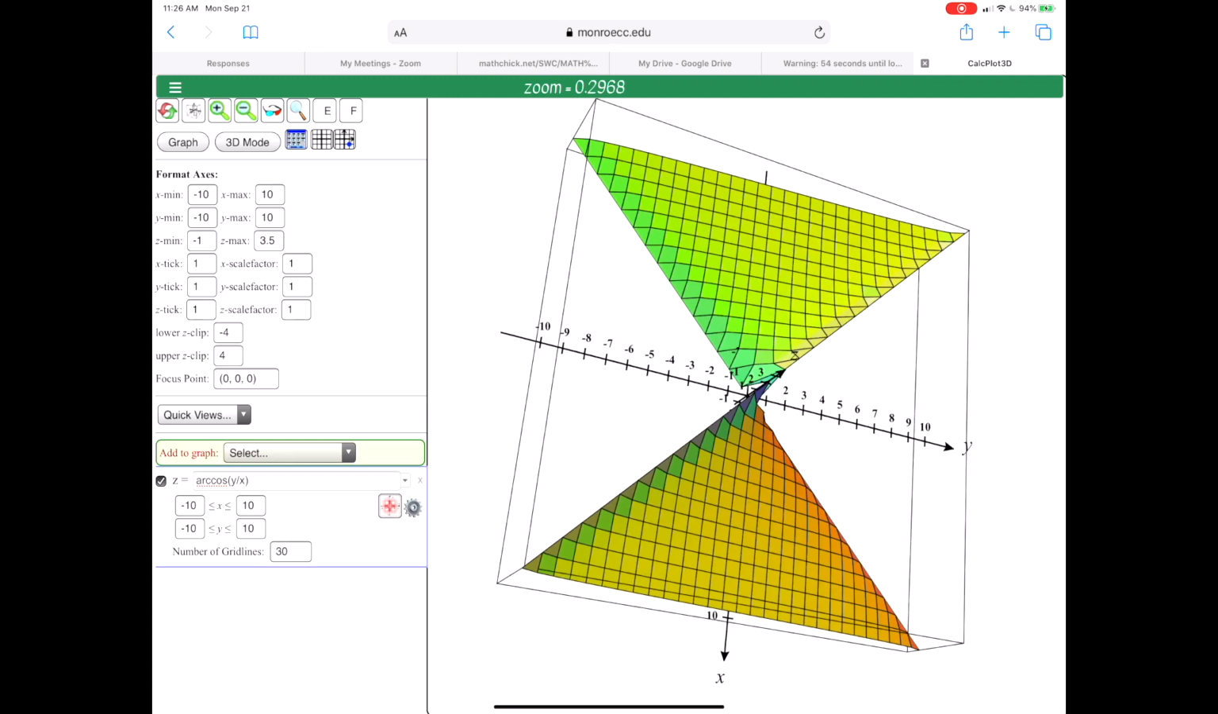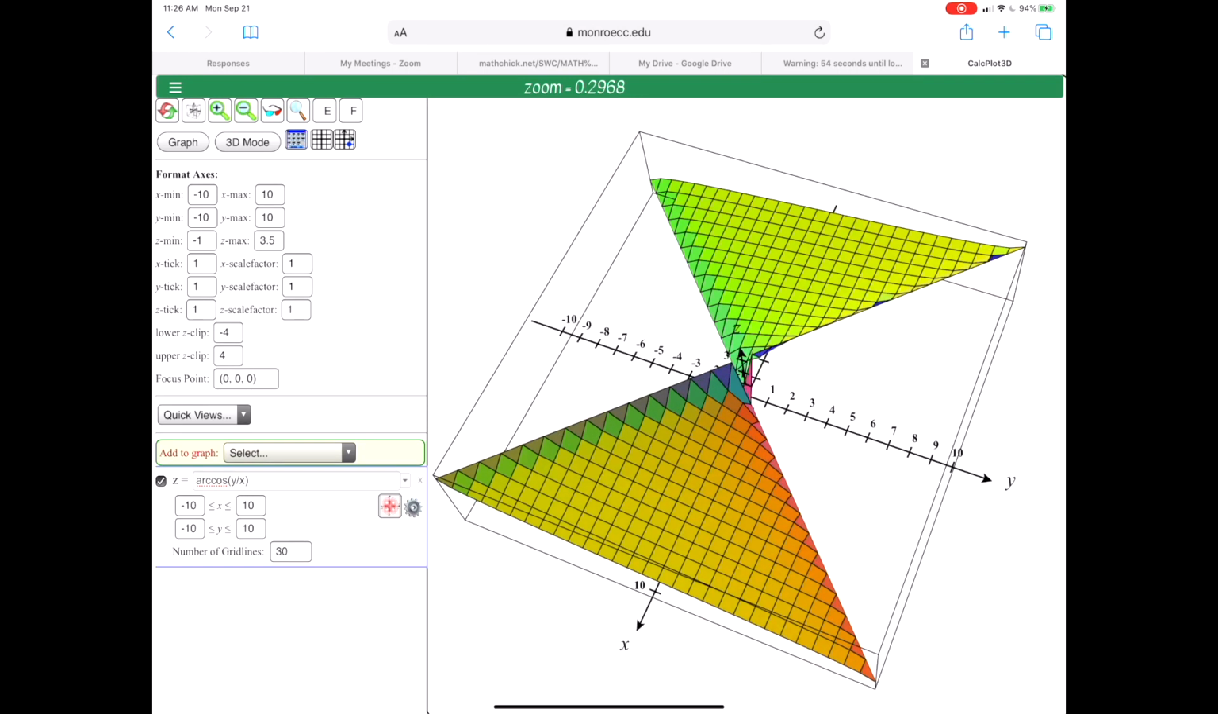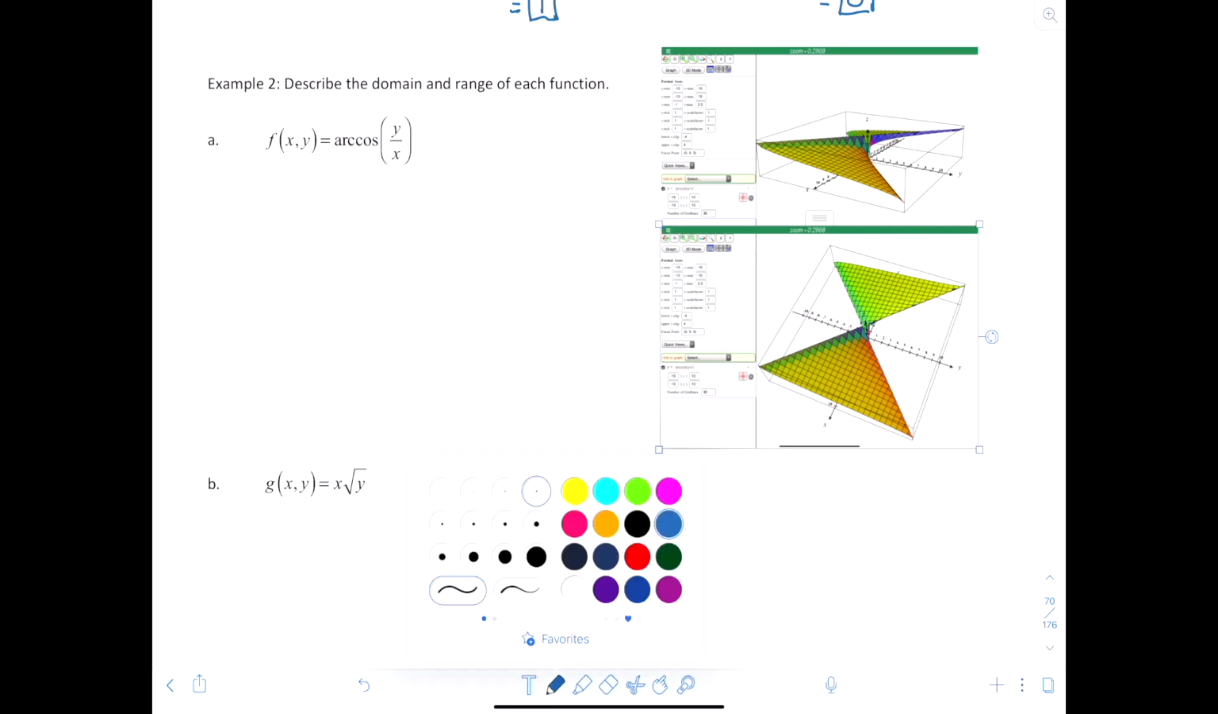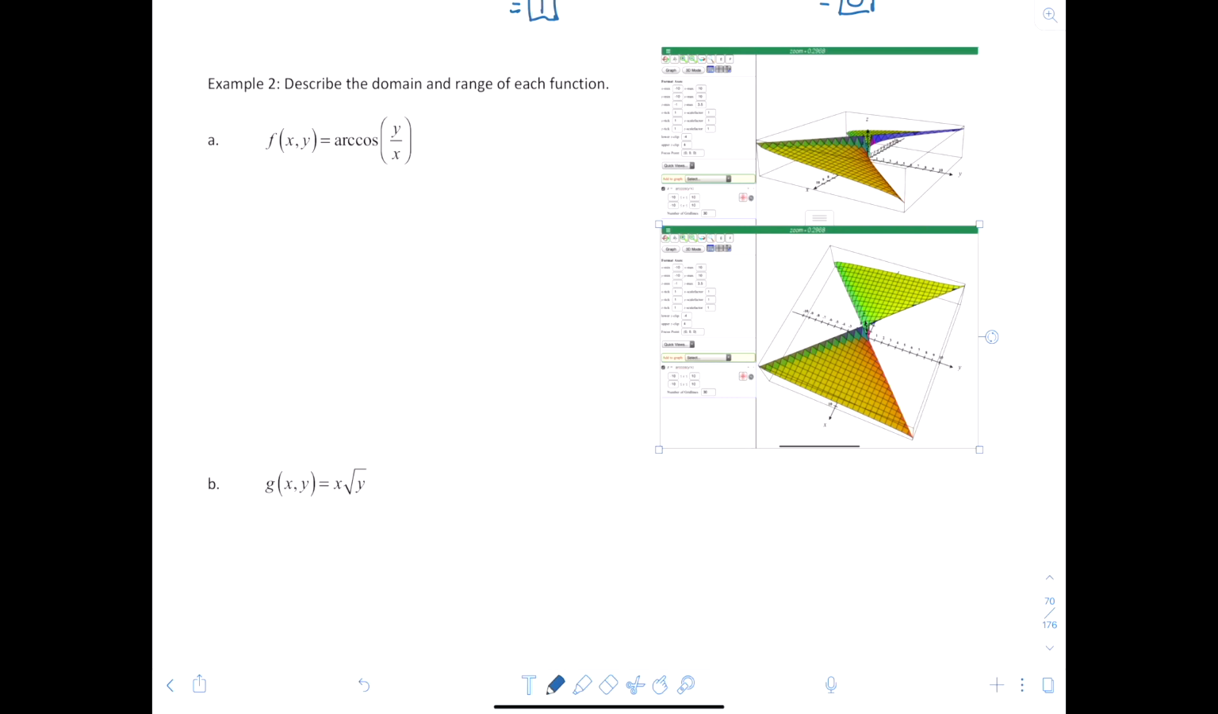And then we can kind of turn it around. Here's the two views that we took of this one here. And so when we want to describe the domain and range of each of these, A and B, for this first one, our domain, remember, will be a set of ordered pairs. Well, the input to an inverse cosine function has to be between -1 and 1 inclusive.